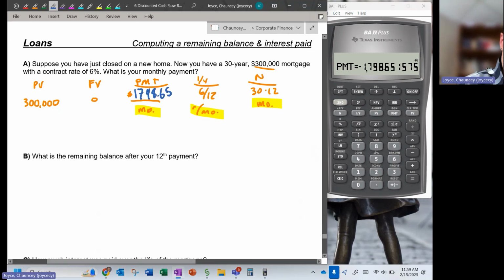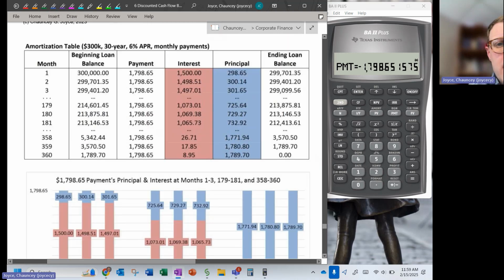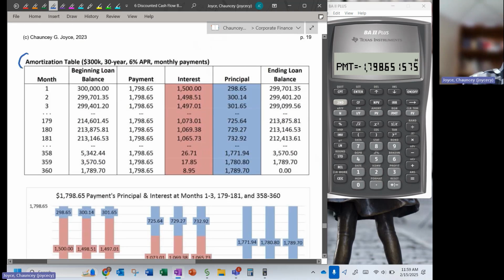Now let's take a look at what this implies. Some charts and graphs here. This is an amortization table, and all an amortization table tells you is how much interest and principal to pay each period. So there are a couple of things you notice. This amortization table has been truncated. I've just shown you the first 3 months, the middle 3 months, and the last 3 months. So this will actually be much longer if you saw the whole thing.